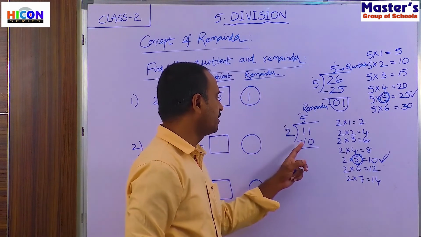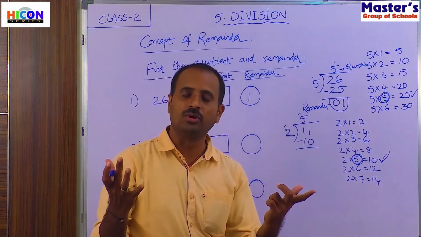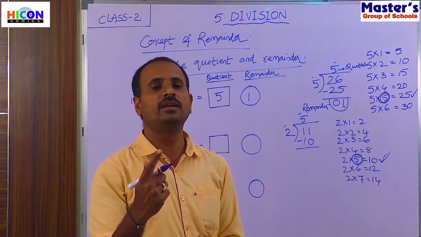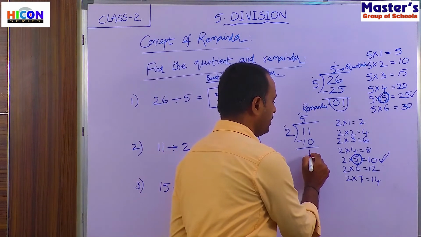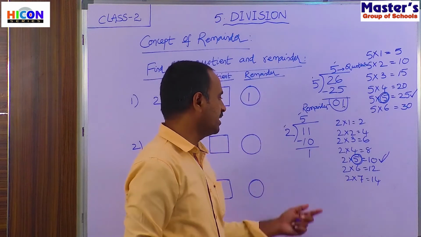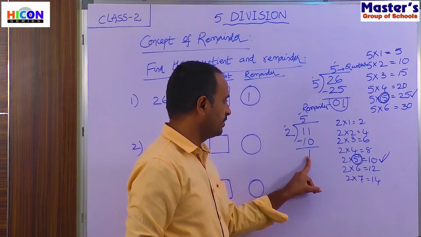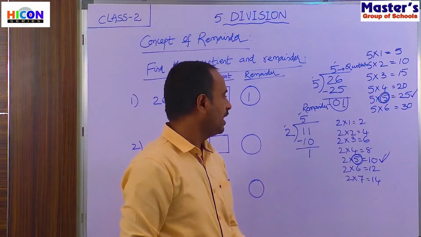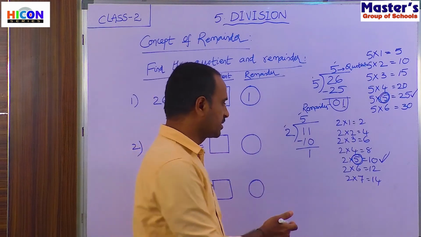So if you subtract 10 from 11, take 11 fingers and close 10 fingers. How many fingers will be left there? There will be 1 finger. So the remainder is 1. And the division has to be completed here because we did not get the number 1 in the second table, and there are no more digits in the dividend to bring down. So the division is completed.